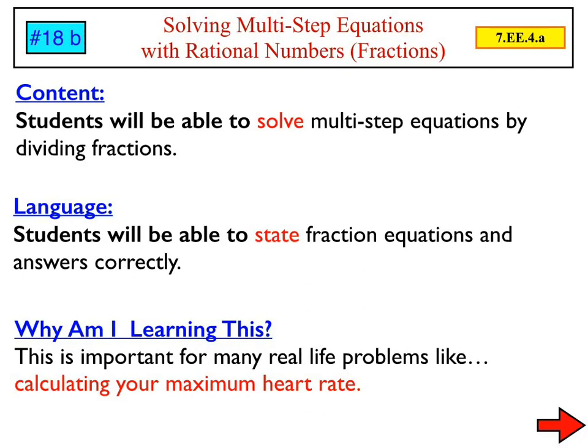Today, lesson 18b, solving multi-step equations with rational numbers. This is the third time we've returned to this idea of solving multi-step equations. We've done it with integers, we've done it with positive and negative decimals, which was the beginning of rational numbers, and now we return to solving equations with positive and negative fractions. The way that we went about solving equations with both integers and decimals, the same applies for today.